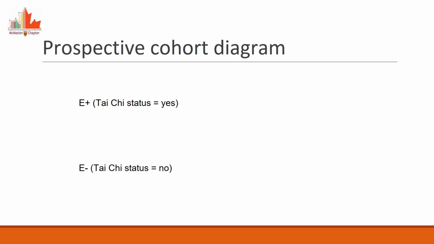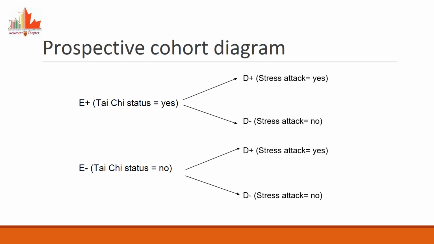We will now give a brief overview of an example of a prospective cohort study. This is an example which gives you a better idea of how the classification system works in such a study. On the diagram, E stands for the exposure and D stands for the disease. In this case, we have a group of people who are willing to participate in the study to see if doing Tai Chi could help you reduce stress during exam seasons. The subjects are divided based on whether they are doing Tai Chi or not. Then they are further divided into groups based on whether they developed a stress attack or not.